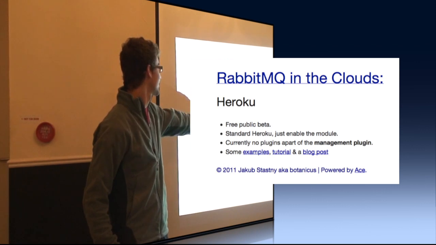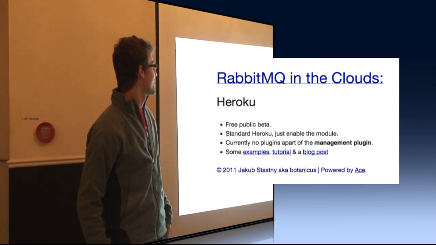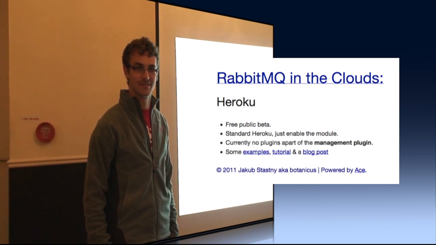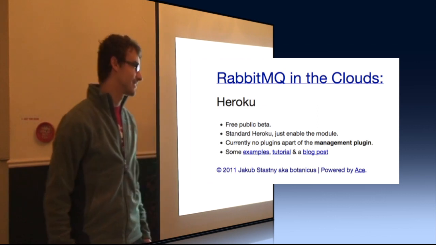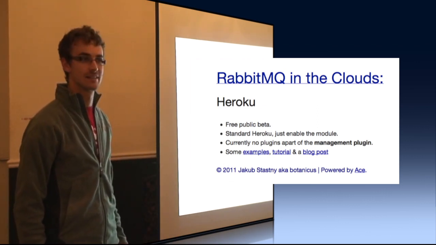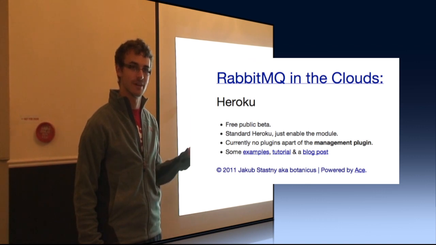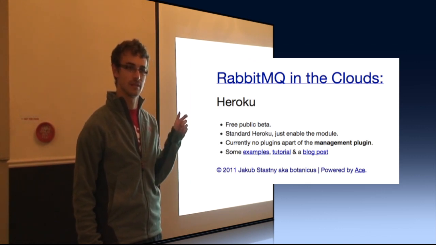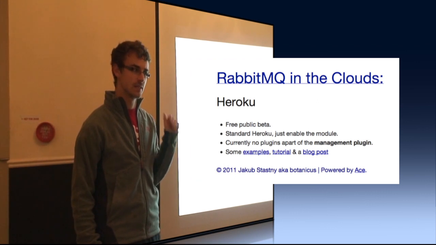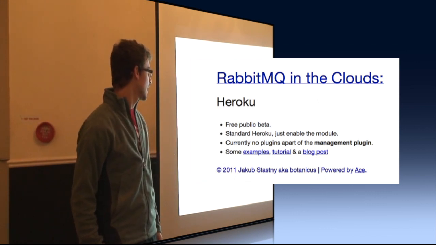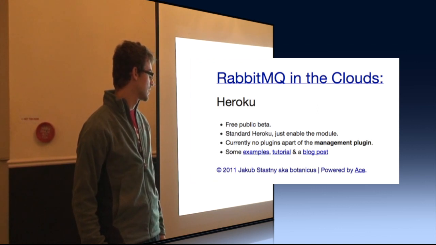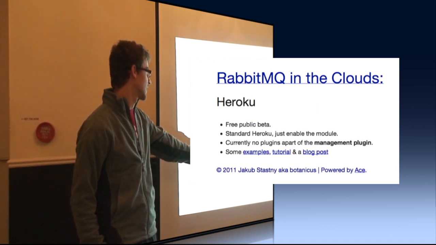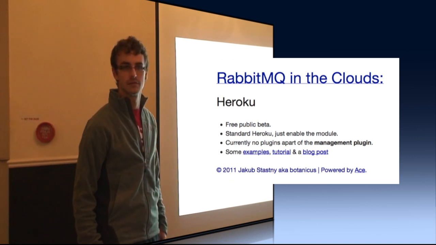This is old. On Heroku, the RabbitMQ service is on public beta now, so you can try it yourselves. It's just a standard Heroku architecture. You need to enable the module, how do they call it? At the moment, there are no plugins apart from the management plugin. There are some examples on GitHub, you can check it out.